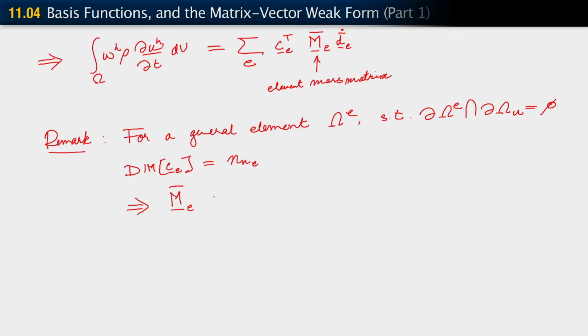Recall that the M bar matrix is now going to have this form: M_11^E up to M_1NNE^E, down to M_NNE NNE^E, and here we'll have M_NNE 1^E. It should be obvious that this is a square matrix with dimension NNE times NNE. What more can we say about it?